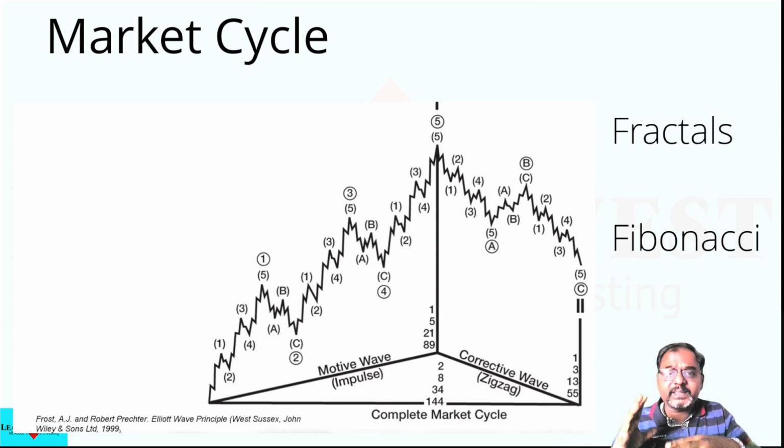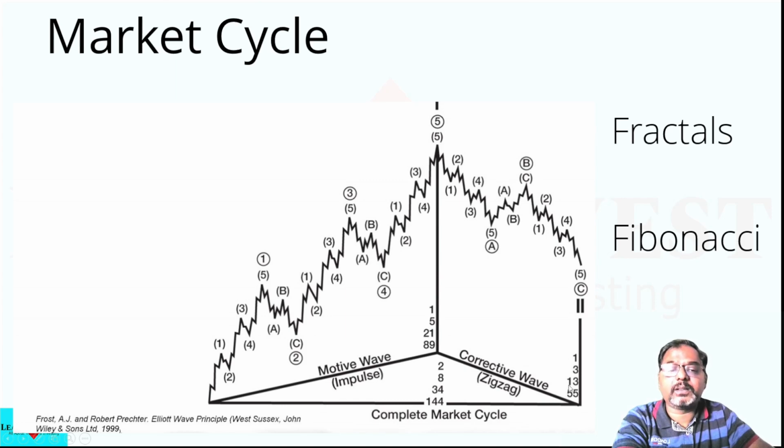And basically it's a structure in which the market is going, rather than having a drunken man theory. Elliott says that there is a structure within which the markets move, and there is also a lot of Fibonacci in there. So this is 1, 2, 5, 21, 89. These are all the number of waves which are there.